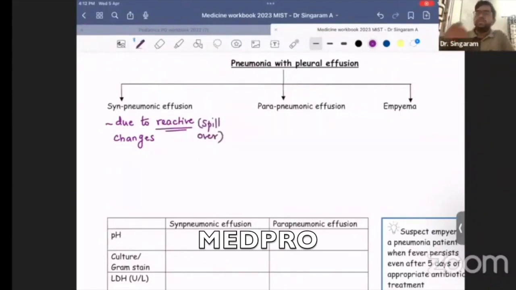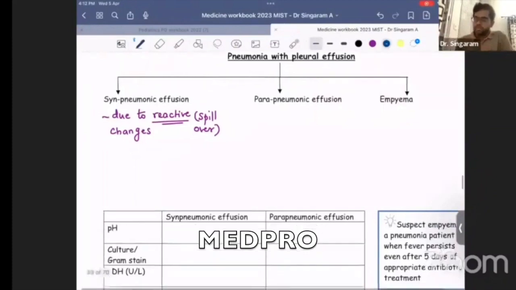That's all. And for reactive pleural effusion, no treatment is required. You don't need to separately treat it. Okay, it's something which will settle as you treat this particular condition. As you treat pneumonia, when the pneumonia settles, the pneumonic effusion also will be settling. So this is something which is very benign. You don't need to worry about this condition. That is what I'm trying to tell for pneumonic effusion.